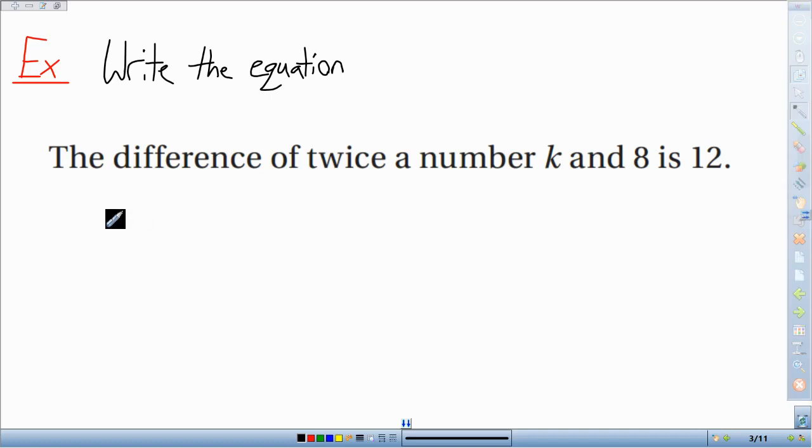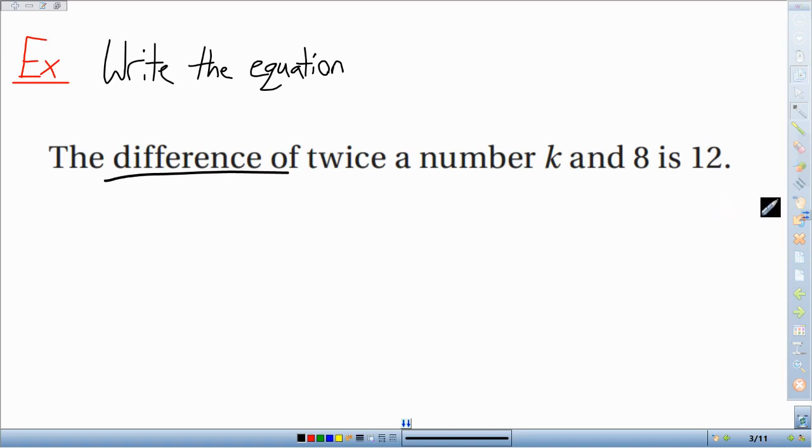Basically this is giving us the equation as a sentence, and they want us to convert it into equation form. So, don't be overwhelmed. It's best to read all the way through it, but then take it one piece at a time. So this is saying the difference of twice a number k and 8 is 12. First things first, the difference. When we are talking about what symbol represents difference, that would be subtraction. What's the difference between this amount and that amount?